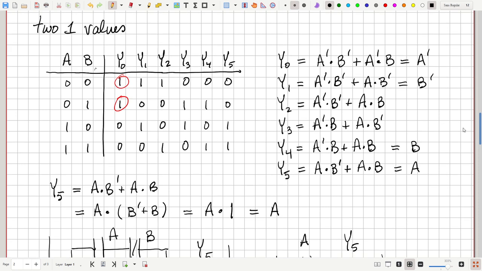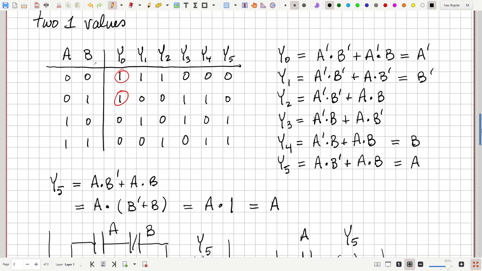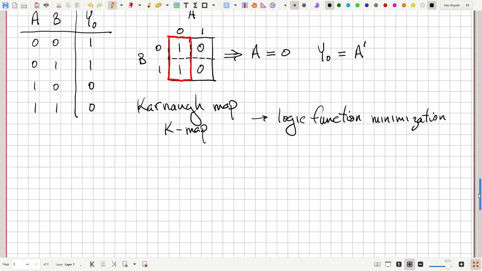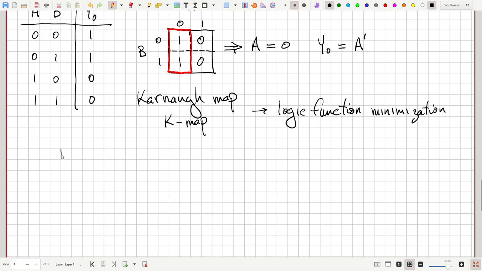So we had the one we just did, Y0. So we're going to just draw all these six now. Okay, so we're going to have zero, one. Zero, one, here's A and B. And this is the case we already looked at. All right, so we can just say, circle those.